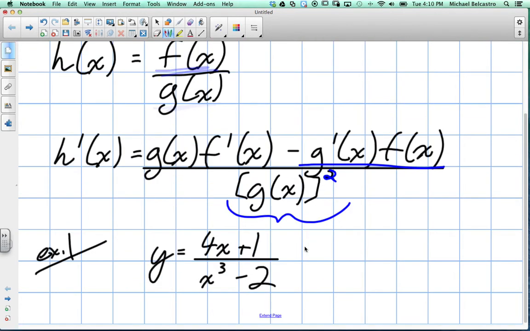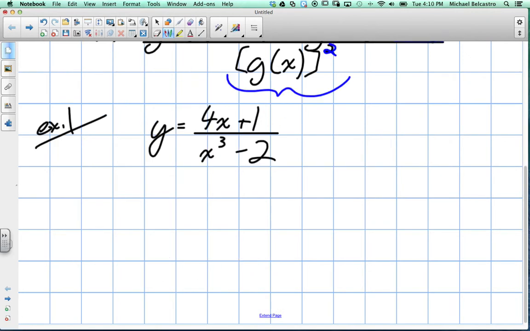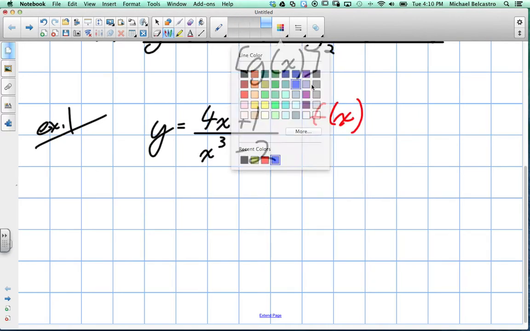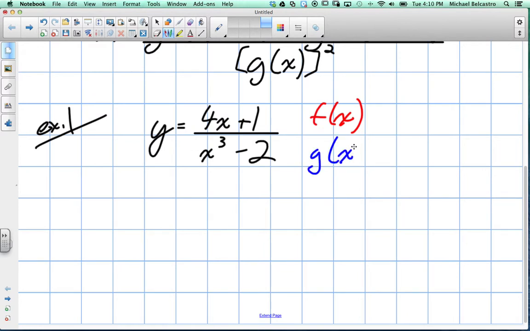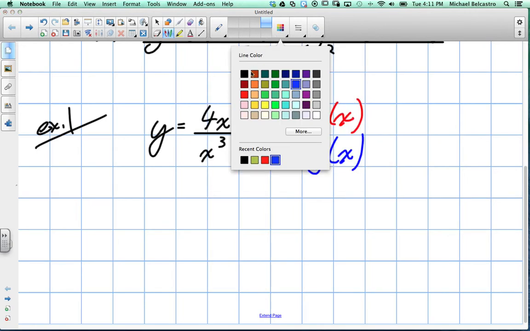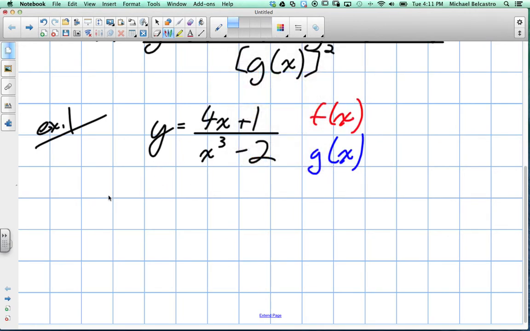So what we're going to do in this question, just so this makes sense, I'll change the colors a little here. We're going to call the top of this function f at x, and we'll call the bottom of this function our g at x. Okay, and we'll color code this to help this make sense. Technically, our y prime would be our h at x. But say we're finding y prime.